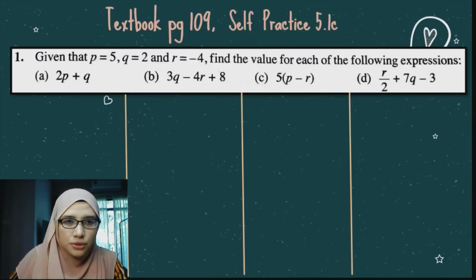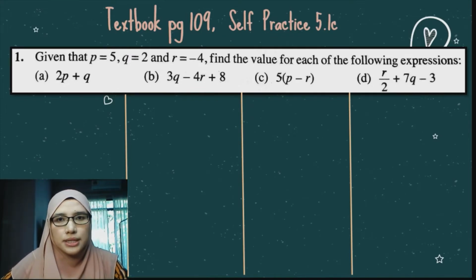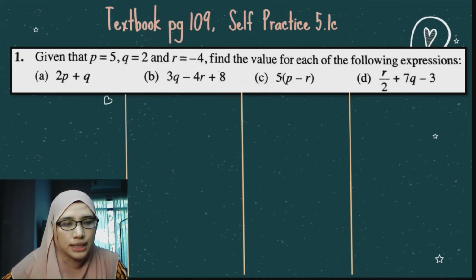So let's look at your question. This is a question from your textbook, page 109. You can look at your textbook, self-practice 5.1c. Question number 1. Given that P is 5, Q is 2, and R is -4, find the value for each of the following expressions. How are we going to do this type of question is, we are going to substitute the given values. In this question, the given value is P is 5, Q is 2, and R is -4.